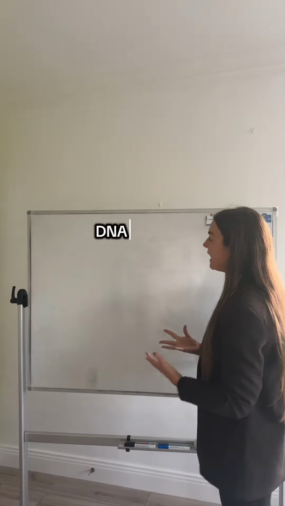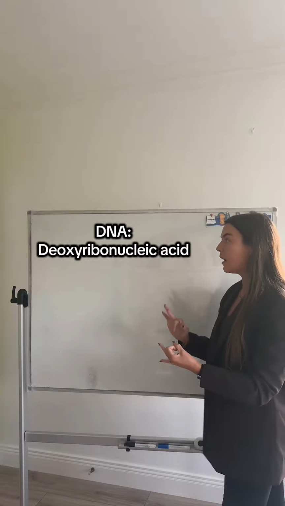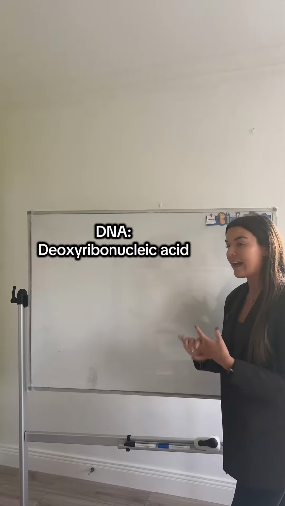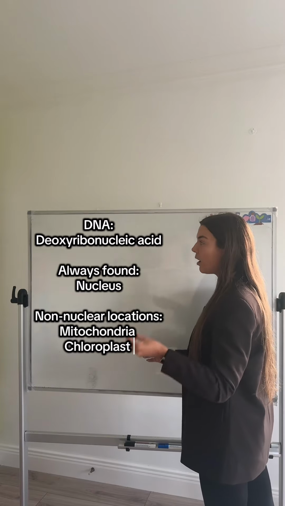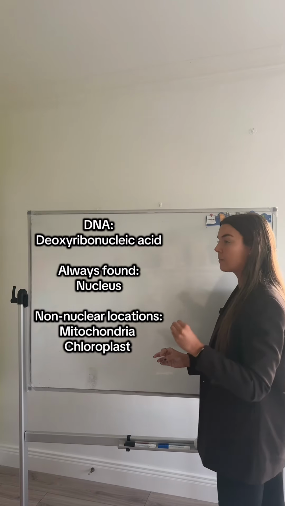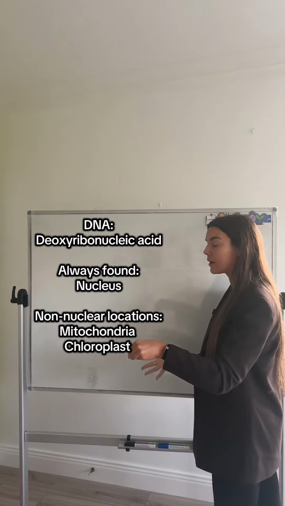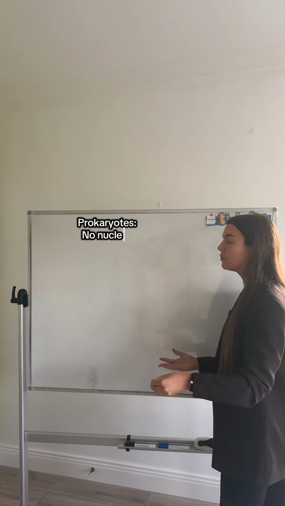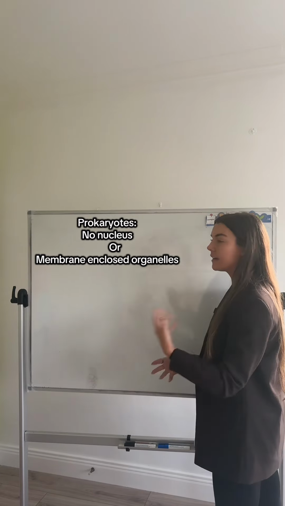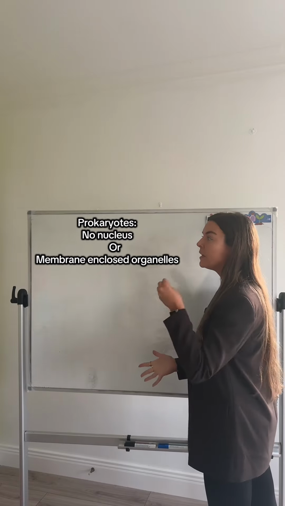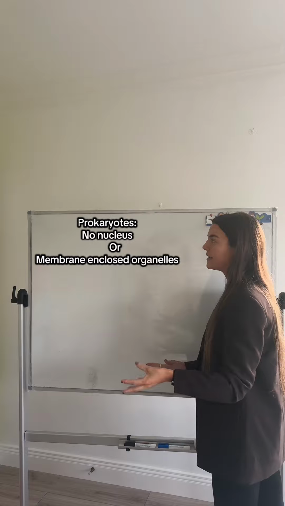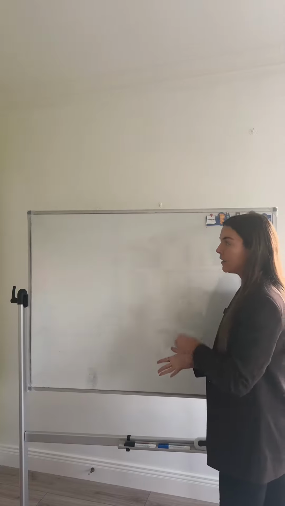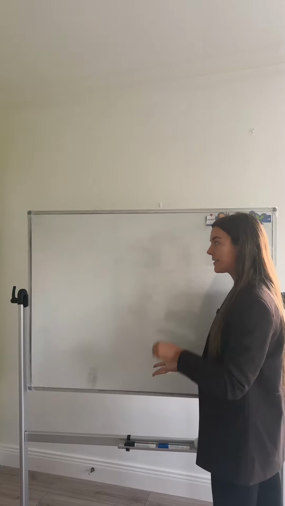So first of all, the word DNA. DNA stands for deoxyribonucleic acid. DNA is always found in the nucleus of a eukaryotic cell because remember, eukaryotes have a membrane-enclosed nucleus and membrane-enclosed organelles. Prokaryotes, like a bacterial cell, don't. So DNA will be found in a DNA loop as opposed to in the nucleus. So DNA is always found in the nucleus of a eukaryotic cell.